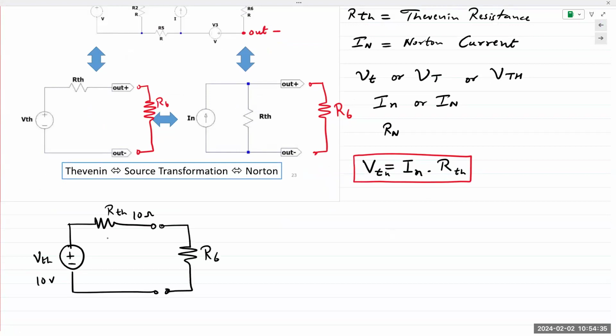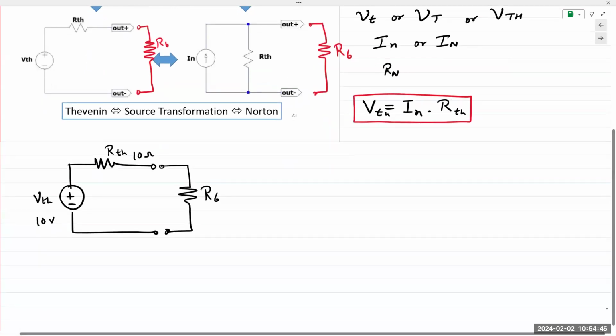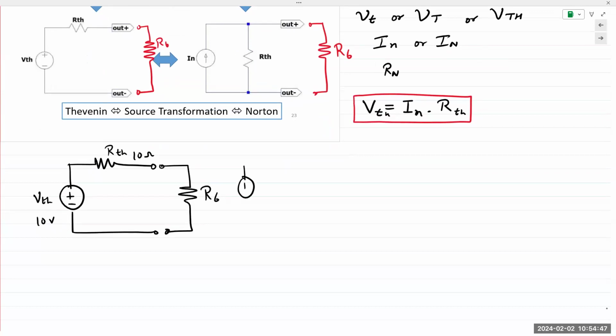If you connect R6 back into the circuit, what is the relationship between RTH and R6? They're all in series. With series, what happens to voltage in a series circuit? What happens to current in a series circuit? It remains the same. So what happens to the voltage? Voltage division. The voltage across R6 is now a one-step answer.